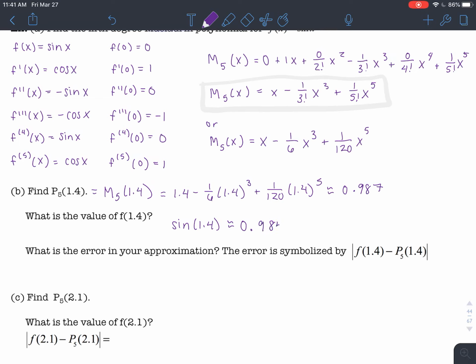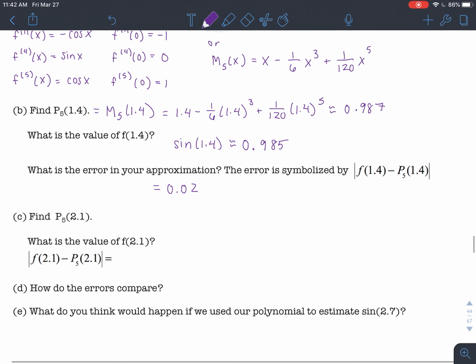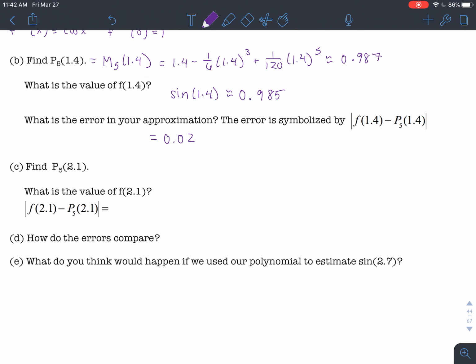Again, remember, if you haven't used your calculator in a little bit, check that you're in radian mode first. Type in sine of 1.4. And our calculators to 3 decimal places is 0.985. So the error in our approximation, which is the absolute value of the actual value minus the polynomial approximation, right? It's just the difference between the two values. Our error here, if we subtract those two, is going to be 0.02. Right, so not a bad approximation.